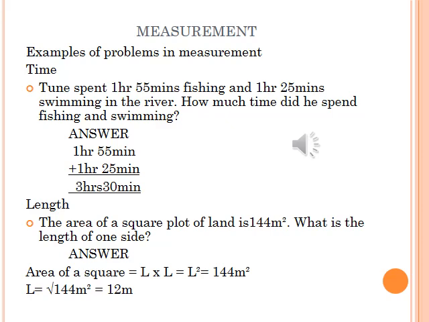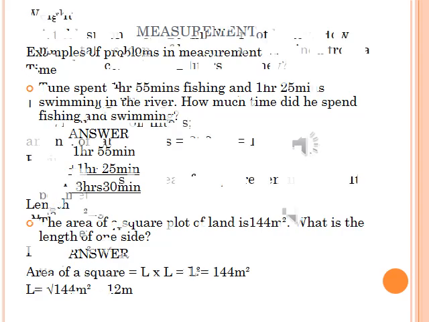2. Length. The area of a square plot of land is 144 meters square. What is the length of one side? Answer. Area of a square is equal to length times length, which is length square, which will give us 144 meters square. Now to find the length is the square root of 144 meters square, which is 12 meters.